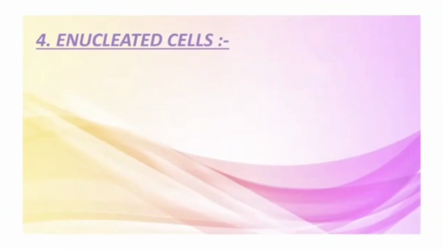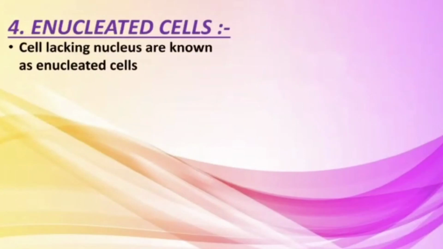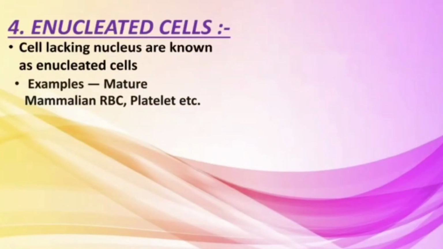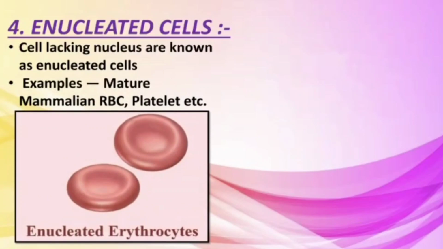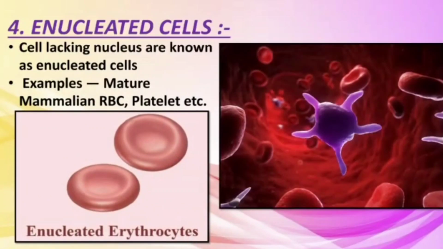Our fourth type are the anucleated cells. These cells lack the nucleus. For example, mature mammalian RBCs, platelets, etc.